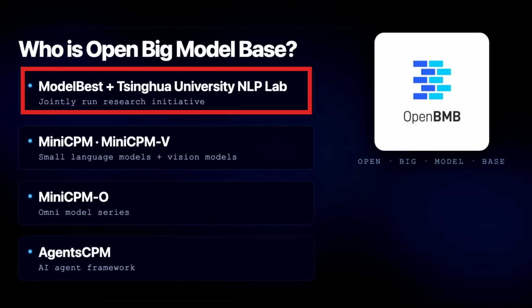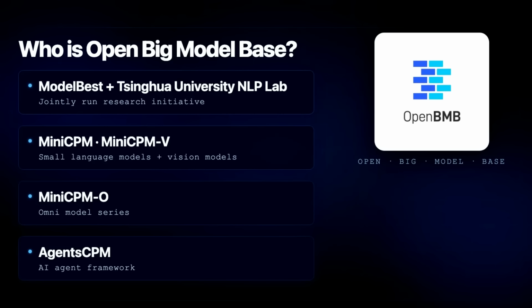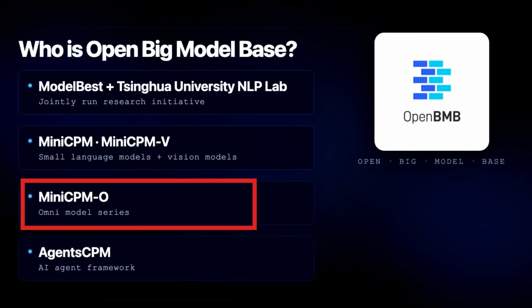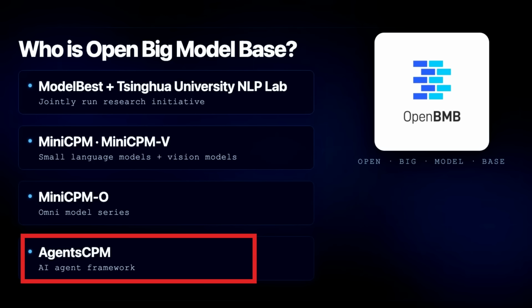OpenBMB is jointly run by a company called ModelBest, but also by the Tsinghua University NLP lab. This is a very prestigious university. They've had lots of good deep learning research over the years. And about 4 years back, they spun out this organization to start making models. Now, these days, mostly they ship their MiniCPM line of small models, and MiniCPM-V for vision models, MiniCPM-O for omni-model stuff, AgentCPM for agents. They've got a variety of different models and research directions that they've been going in.